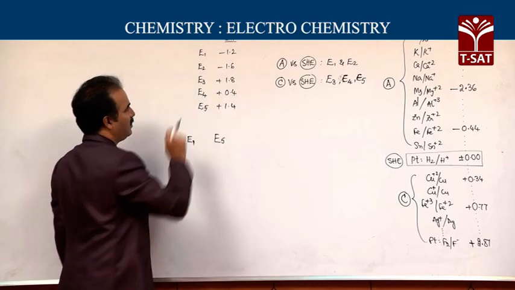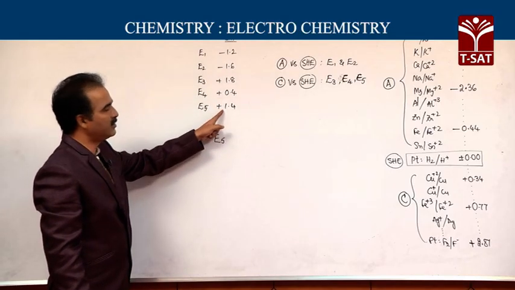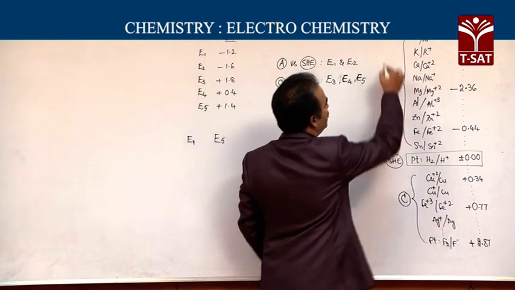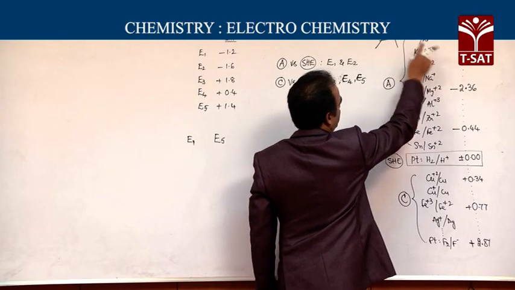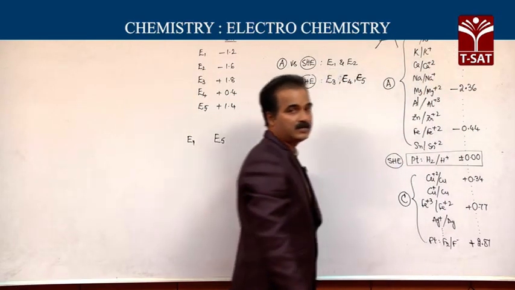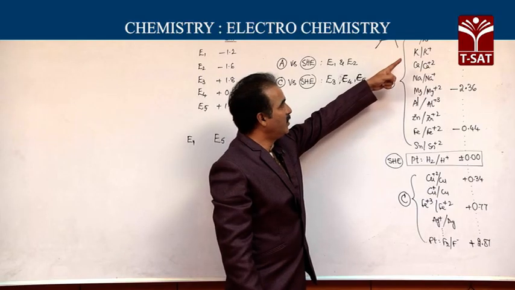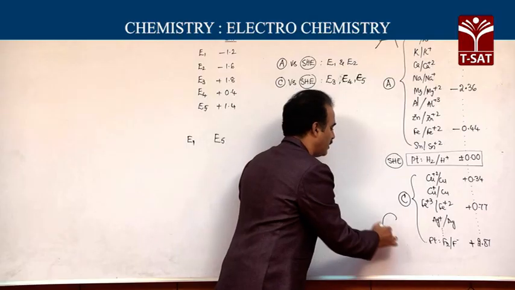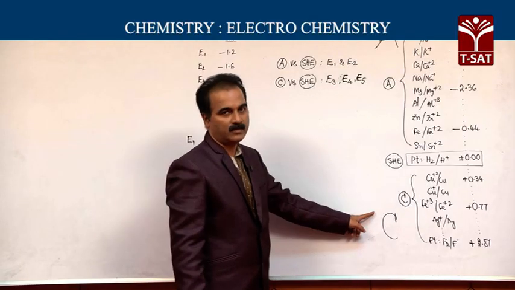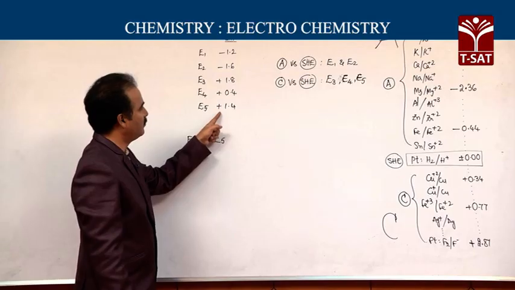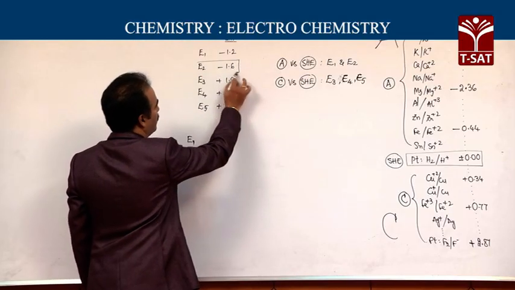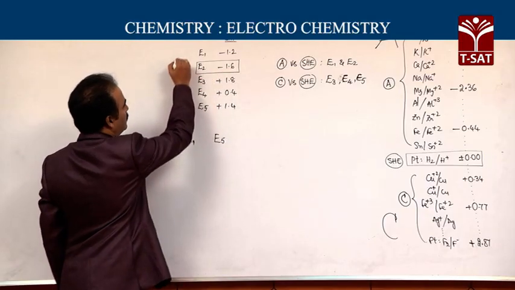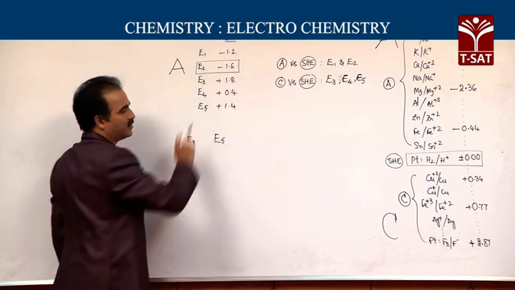So out of E1 and E5, which has greater tendency to act as anode? The topmost one has the greatest ability to act as anode because its reduction potential is very less, meaning its oxidation potential is very high. So it is acting as anode, and the bottommost will have the greatest capability to act as cathode. Out of all of them, E2 has the highest ability to act as anode because its reduction potential is more negative.